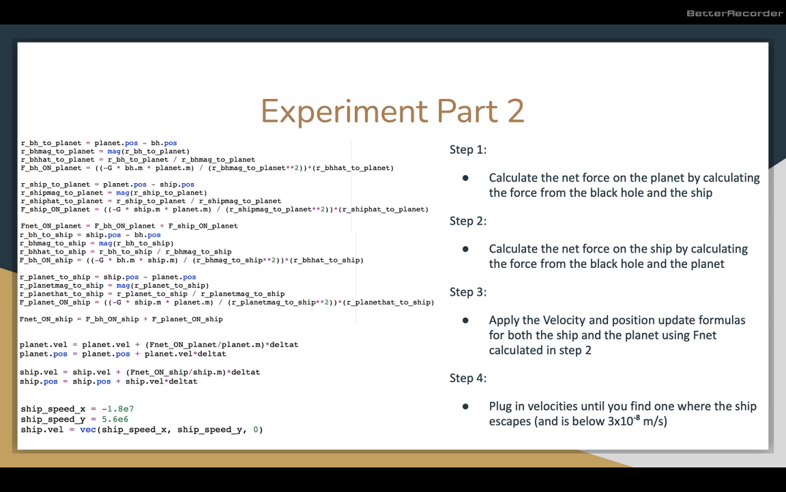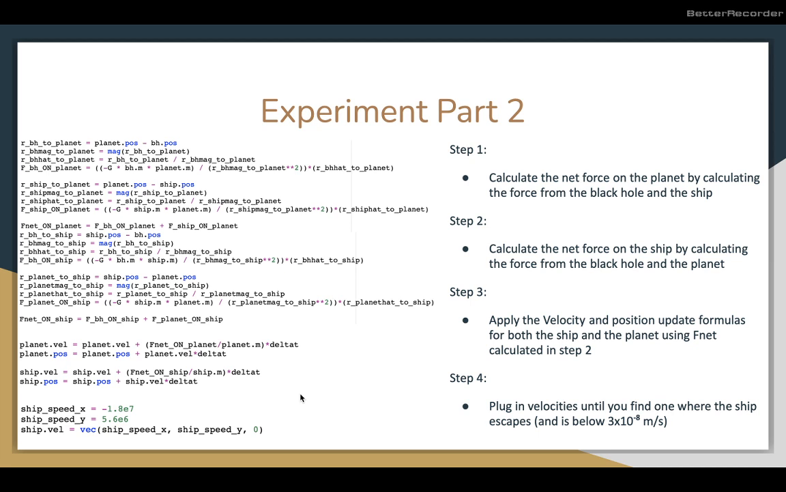So for part 2 of this experiment, now we have to find the speed a ship must take off from the nearby planet to escape without hitting either the black hole or the planet. So step 1 is we'll calculate the net force on the planet by calculating the force from the black hole and the ship on the planet, which is this first block of code. Step 2 is that we'll calculate the net force on the ship by calculating the force from the black hole and the planet on the ship, which is the second block. And then we will apply the velocity and position update formulas for both the ship and the planet using the FNETs calculated in step 2, which is this right here.